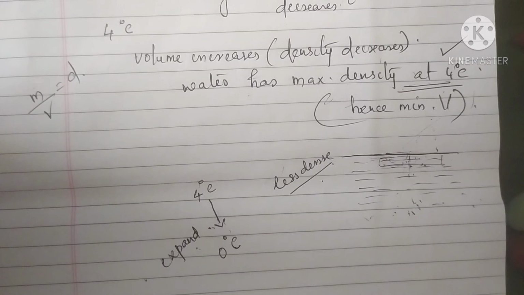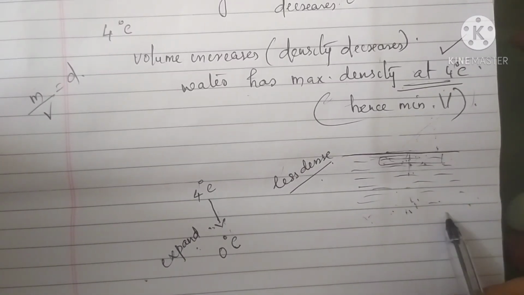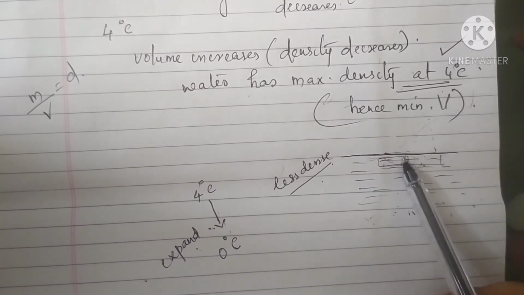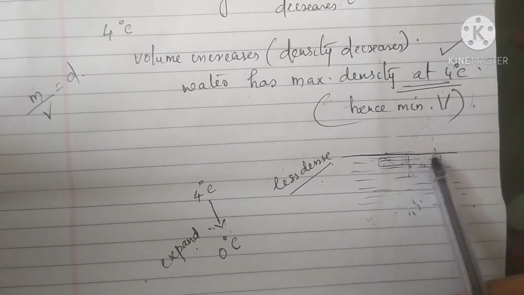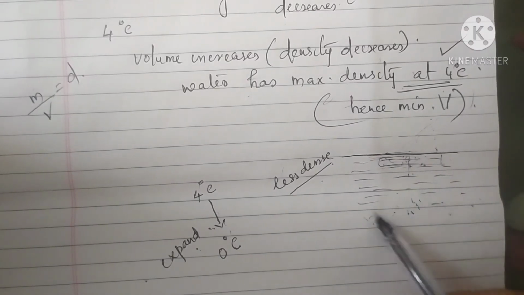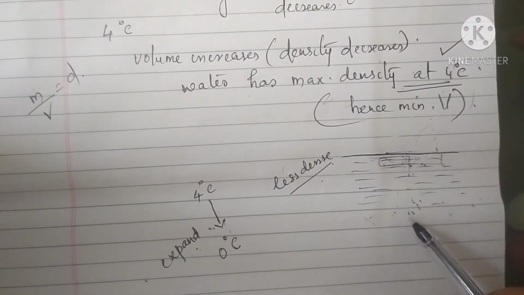Clear for you? So that's all about anomalous behavior. This is also an important question, so study it. An application of the anomalous behavior of water is the survival of marine animals in colder regions. They can move freely and remain alive at the bottom of the lake. Why? Because when the temperature decreases below 4 degrees Celsius, it becomes less dense and remains at the surface where it freezes. This allows the marine animals to move freely and remain alive near the bottom.